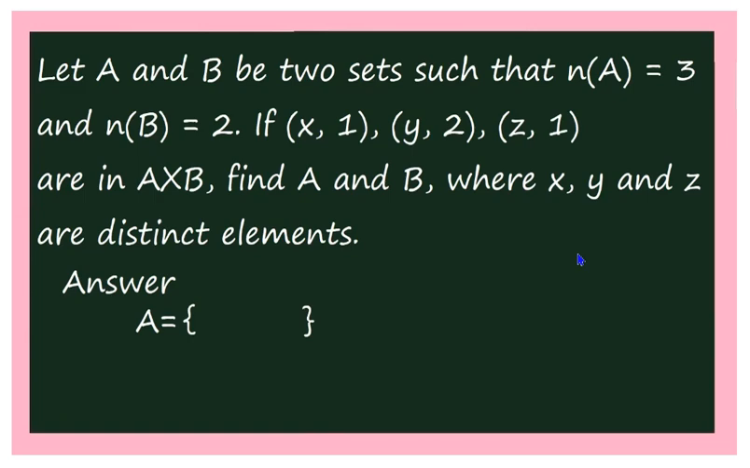And it is given that n(A) is equal to 3. Therefore, you can write the set A as {x, y, z}. And if you write the collection of all second elements in the given elements of A cross B, you will have 1, 2, and the number of elements in the set B is given as 2. Therefore, B is {1, 2}, and this is the answer.